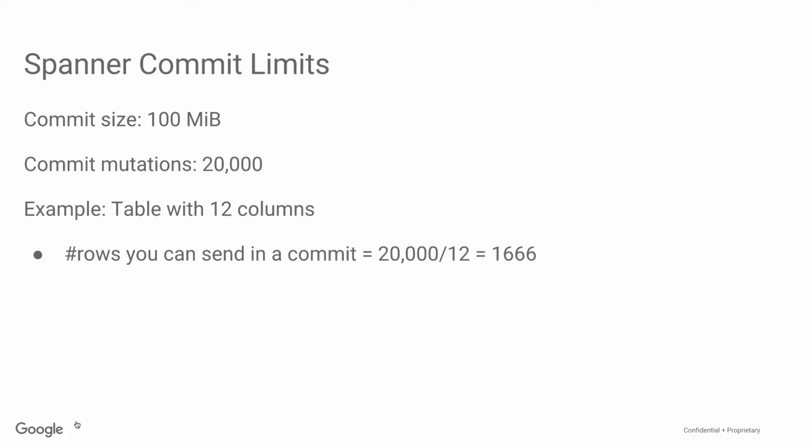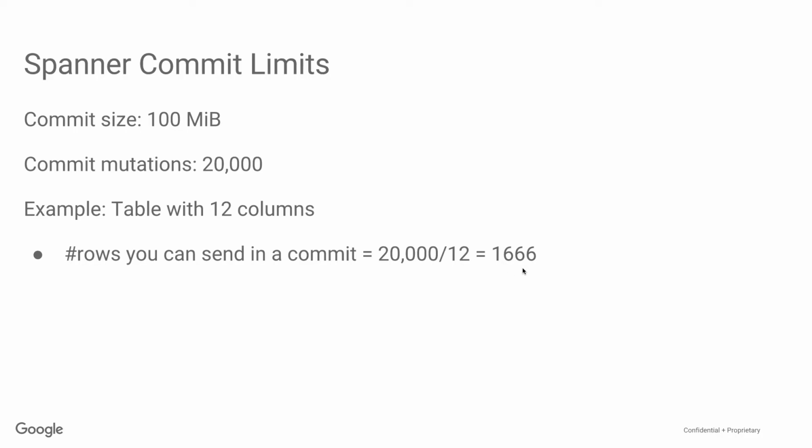Or there's a limit of 20,000 mutations. Mutations really is the number of rows you're trying to insert times the number of columns. So in my example, the table I just showed you, called site rankings, had 12 columns, and again, the limit's 20,000. So 20,000 divided by 12, the largest batch size, or number of rows that I can commit in a single batch, is 1666.